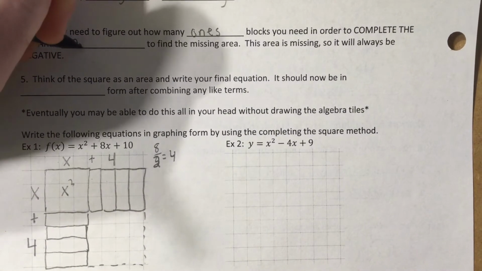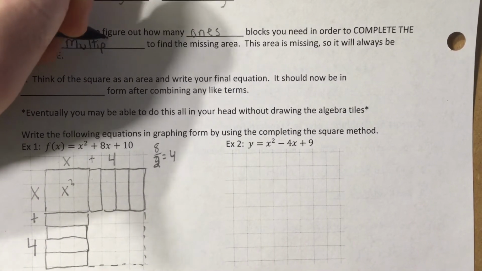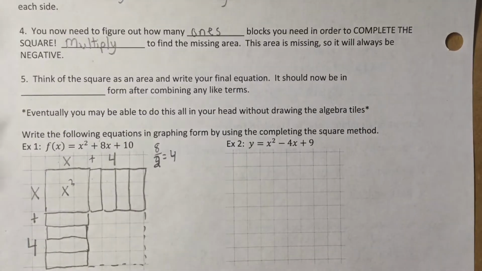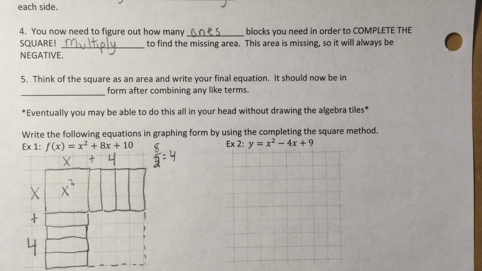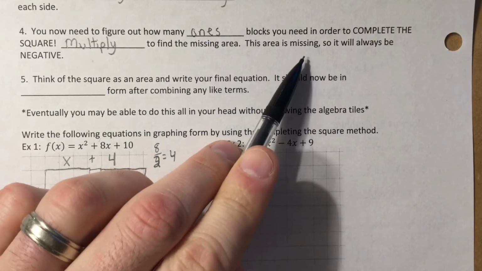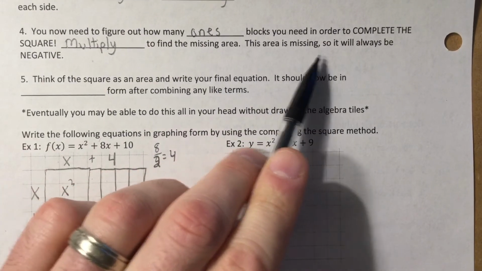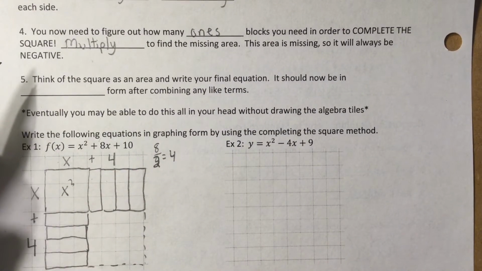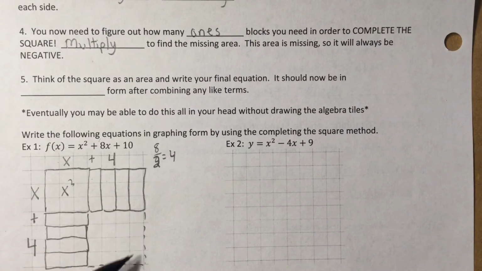We're going to multiply to find the missing area. The missing area, the area is missing, so it will always be negative. Okay, so this is like we owe the square this amount. So anytime you owe someone something, it is a negative amount.